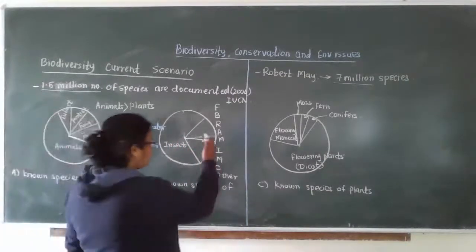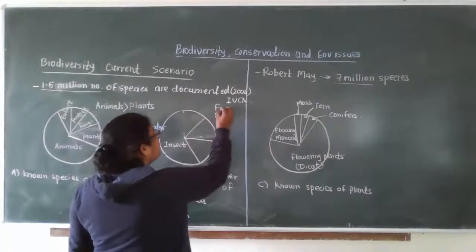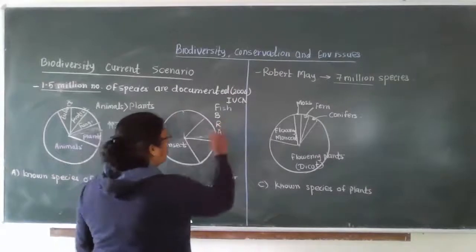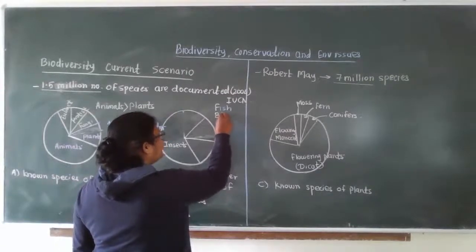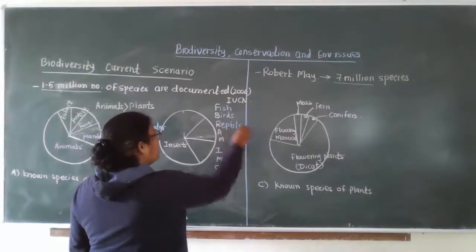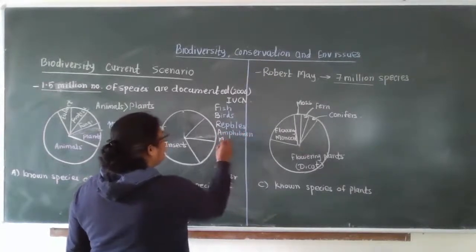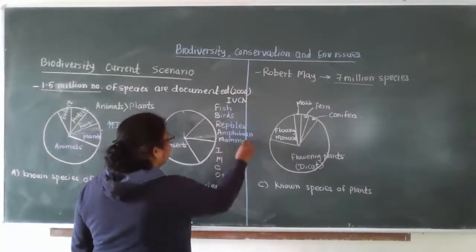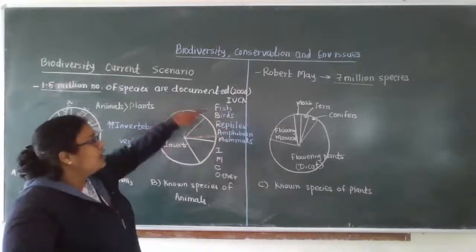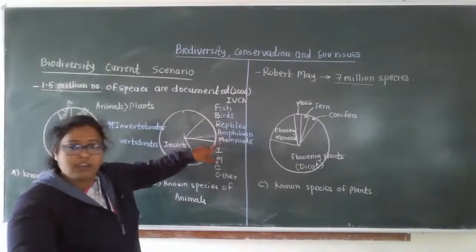Now we are dealing with the vertebrates. In vertebrates, F is for fish. The number of fish is maximum as compared with others. B is for birds. Then reptiles, then amphibians, and the last one is the mammals. So this is the sequence I have mentioned: the largest number is of fishes, then birds, then reptiles, then amphibians, then mammals.